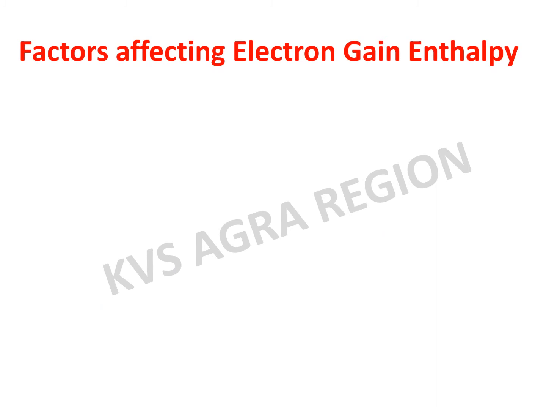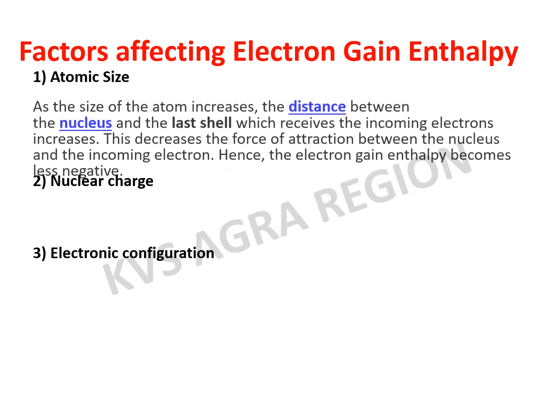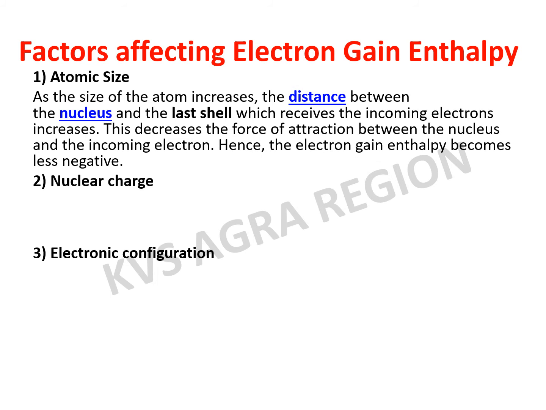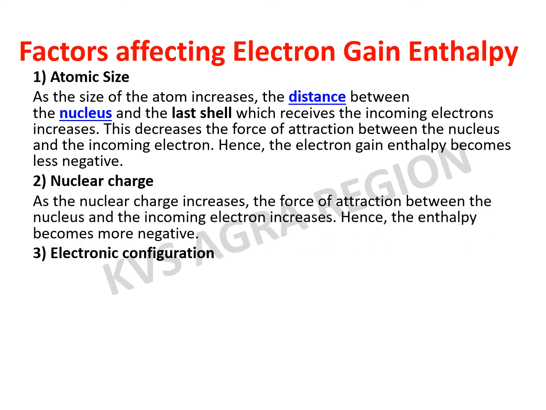Factors affecting electron gain enthalpy: atomic size, nuclear charge, electronic configuration. As the size of the atom increases, the distance between the nucleus and the last shell, which receives the incoming electron, increases. This decreases the force of attraction between the nucleus and the incoming electron. Hence, electron gain enthalpy becomes less negative. Nuclear charge: as the nuclear charge increases, the force of attraction between the nucleus and the incoming electron increases. Hence, enthalpy becomes more negative.